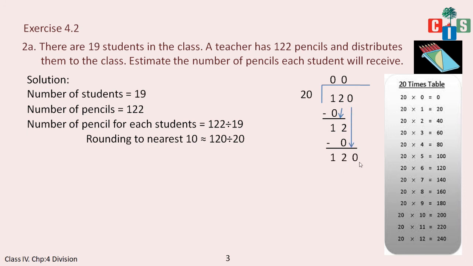So I have 120. Now 120 is bigger. So I will find in the table of 20. So I have 20 6s are 120. So 20 when multiplied 6 times, I get 120. So 120 minus 120 is 0. Fine. So I have the answer as 6. The initial 0 has no value. Okay. So my estimated answer is 6.